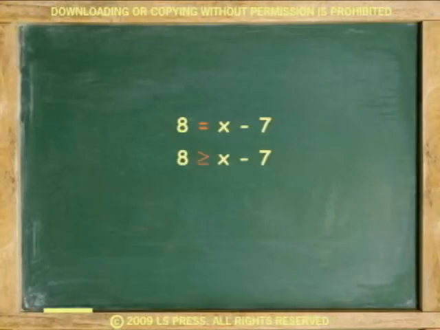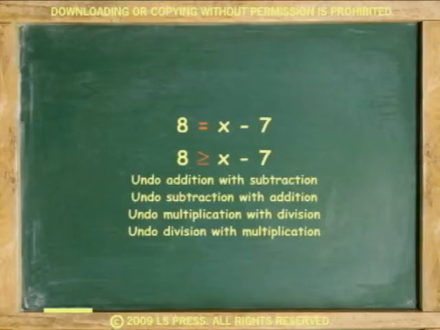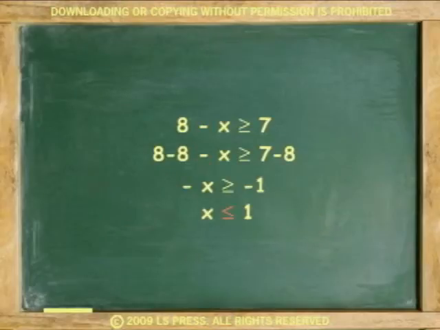Like equations, inequalities can be solved by addition, subtraction, multiplication, and division. Inequalities are solved using the same inverse rules we use in solving equations. However, inequalities change directions when we multiply or divide both sides of the inequality by a negative number.